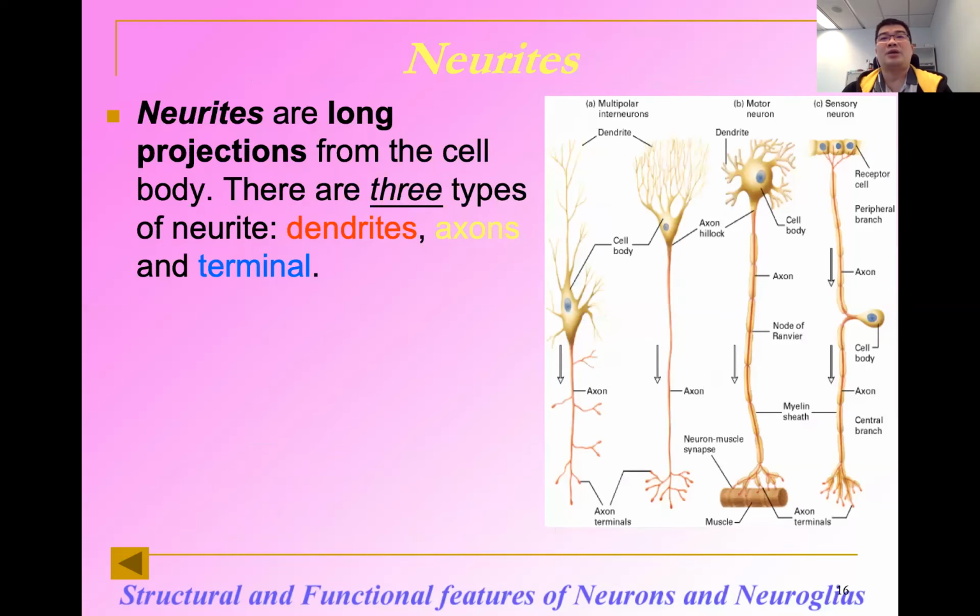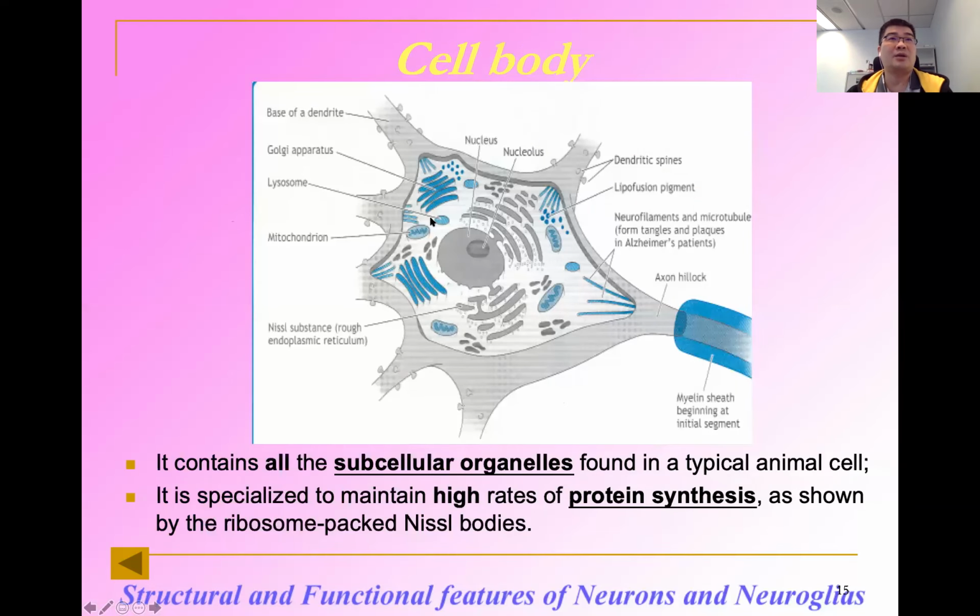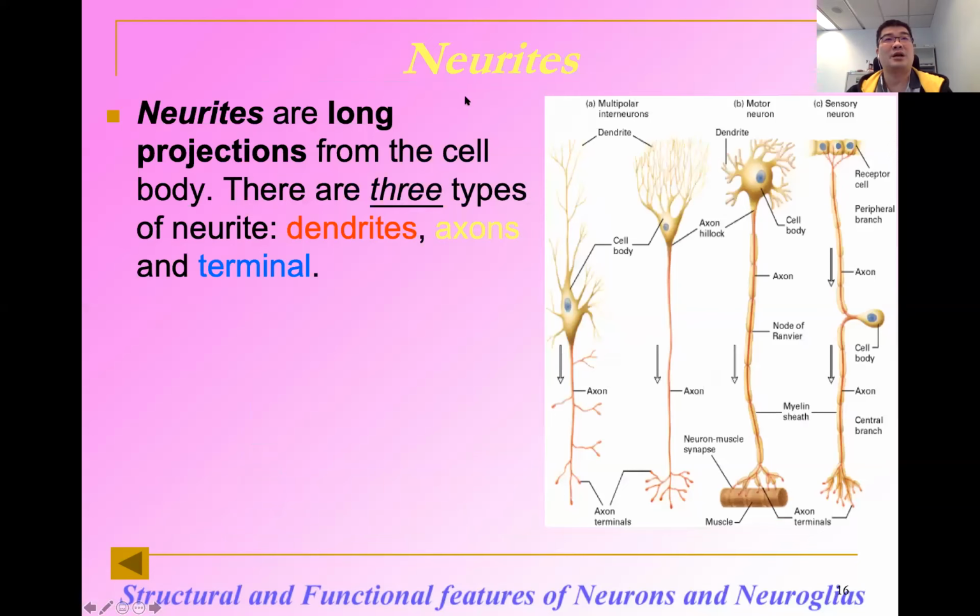Now, we talked about the cell body. So here is the cell body. And now we talk about the neurite. Neurite is the outgrowth of the neurons. There are three major types of neurite: the dendrite, the axon, and the terminals. So here is an example of those different neurons. Motor neurons, multipolar interneurons. When we talked about the spinal cord and the reflex, we saw those multipolar interneurons. And the most common one that we know about is the motor neuron in the spinal cord. So we have the long axon and then it synapses with the muscle.